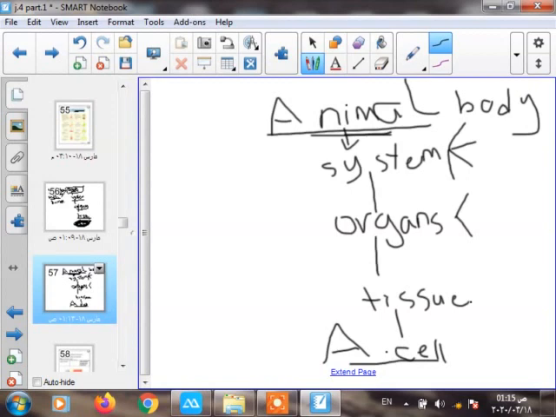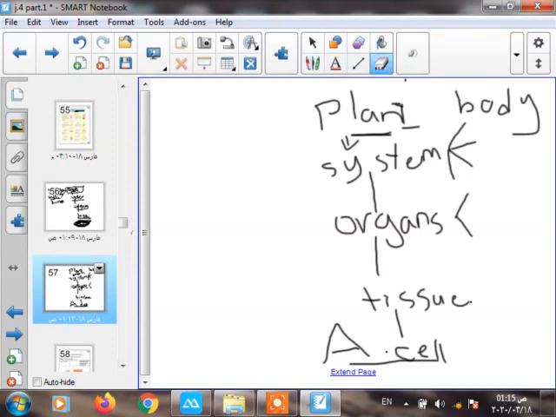Is it easy? The same for plant. When I say plant body, what is the plant body made up of? It is made up of a group of systems. Does it have a respiratory system and a digestive system? No, it has two systems. What are the two systems in plants? Root system and shoot system.